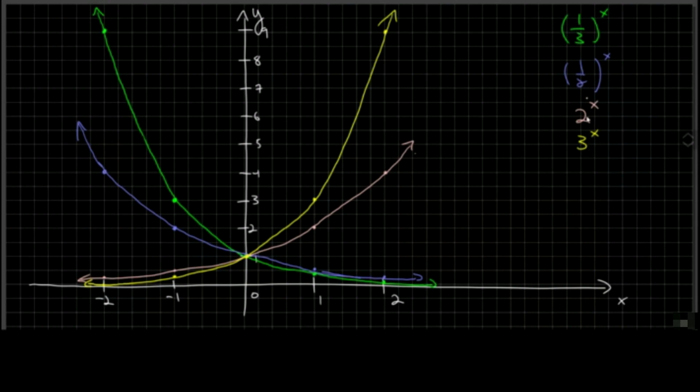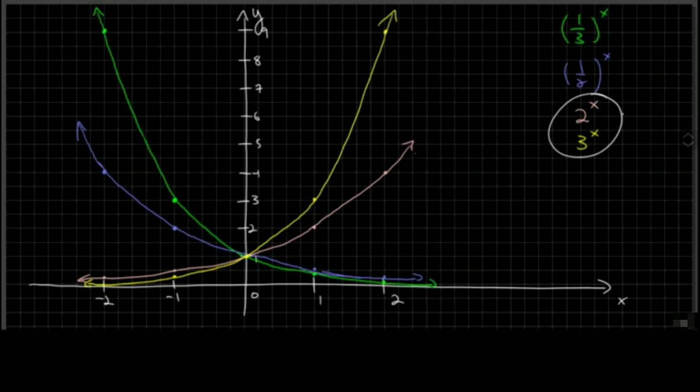We don't work with bases which are negative. Now with that definition stated, let's go ahead and examine some of the properties of these exponential functions. The first property that I'll note is for these exponential functions, 2 to the x and 3 to the x, as the x values get larger, the y values get very, very large.